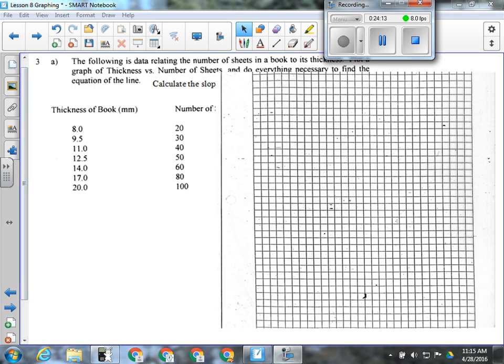For this graph, what we're doing is we're trying to find out how thick a book gets based on how many sheets it has. Okay, so which thing should go on the x-axis? Number of sheets. Okay, the number of sheets influences the thickness of the book. So we're going to put number of sheets on the x-axis, we're going to put thickness of the book on the y-axis, and plot our graph. I'll give you a few minutes to get ahead of me there, and then we'll look at it together.